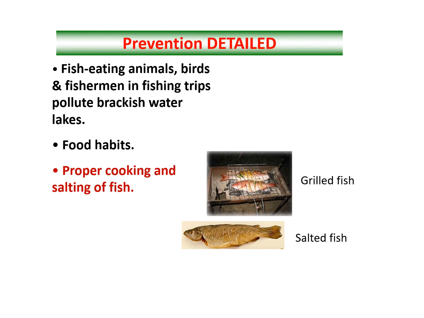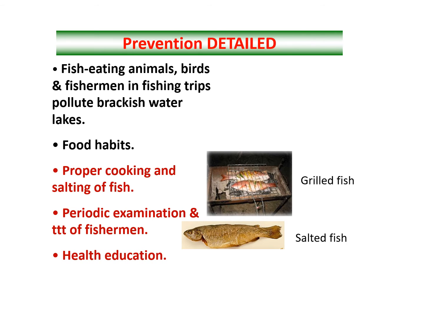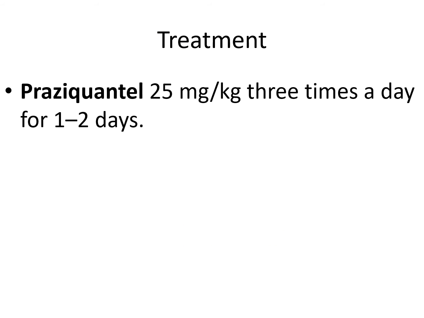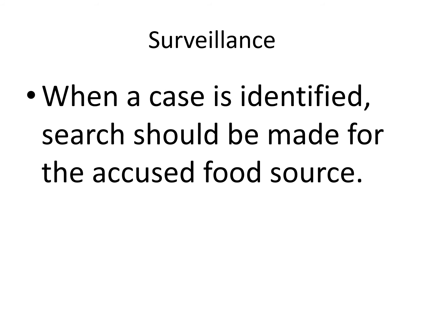Proper cooking and salting of fish. Periodic examination and treatment of fishermen. Health education. Snail control. Treatment: praziquantel 25 mg per kilogram 3 times per day for 2 days. Surveillance: when a case is identified, search should be made for the suspected food source.